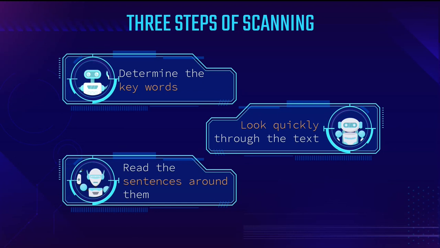Scanning involves 3 steps. Determine what keywords to look for. Look quickly through a text for those words. Then read the sentences around them to see if they provide the information being sought.